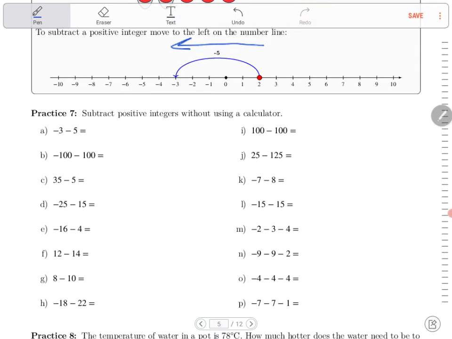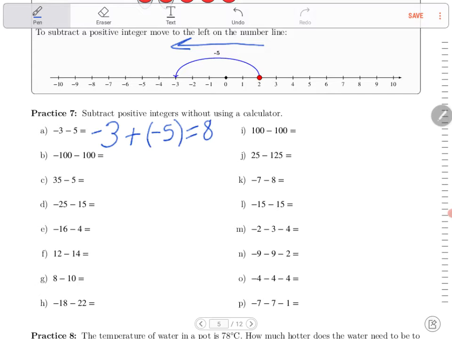So let's begin here and try to do some of these problems. In these problems, we subtract positive integers. Let's try problem A. This problem is negative 3 minus 5. Because we know that subtracting a positive integer is the same as adding a negative integer, this problem can also be written as negative 3 plus negative 5. And that problem amounts to negative 8.